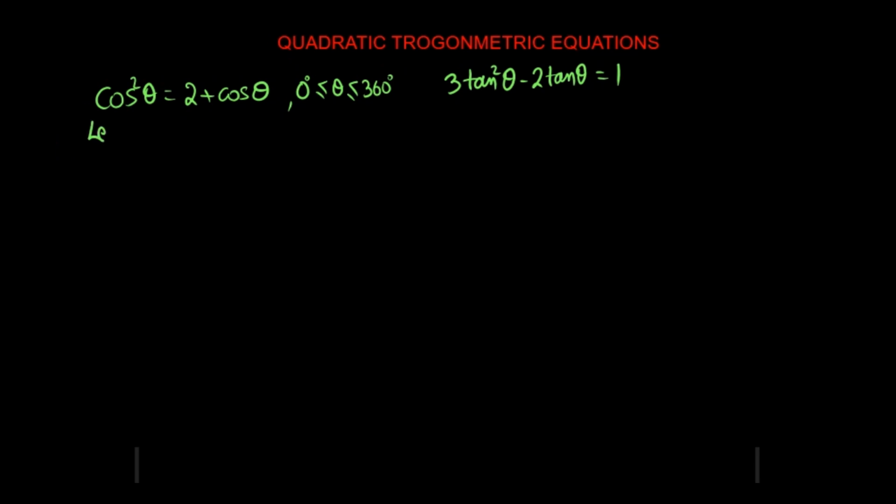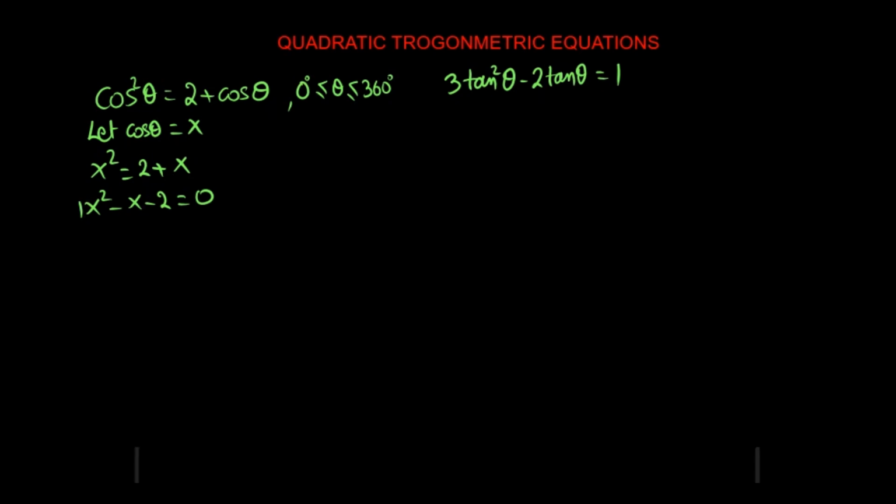I can assume cos theta as a variable, let's say x. Then the equation becomes x squared equals 2 plus x. We bring everything on the left side of the equal sign. X squared minus x minus 2 equals 0. Now this is a standard quadratic form that we are familiar with. We can use factoring or quadratic formula to solve. I choose to do factoring.